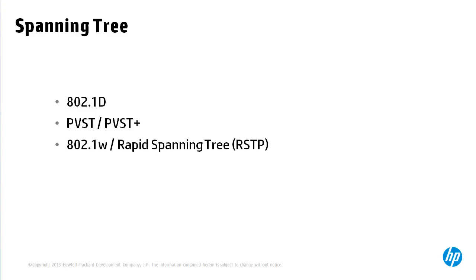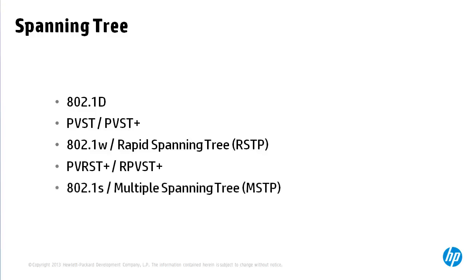802.1w, or Rapid Spanning Tree, enhances spanning tree for more rapid convergence. Cisco integrated that with PVST, and thus we have Rapid PVST Plus. Multiple Spanning Tree, or 802.1s, also enhances spanning tree by using instances to provide load sharing and other advantages. So let's get started with the basics of spanning tree, and then we'll talk about the different implementations and versions of spanning tree.